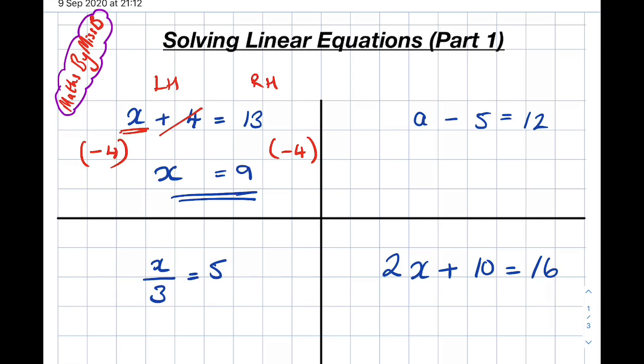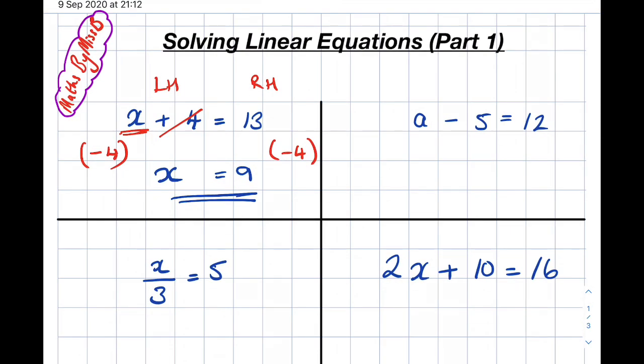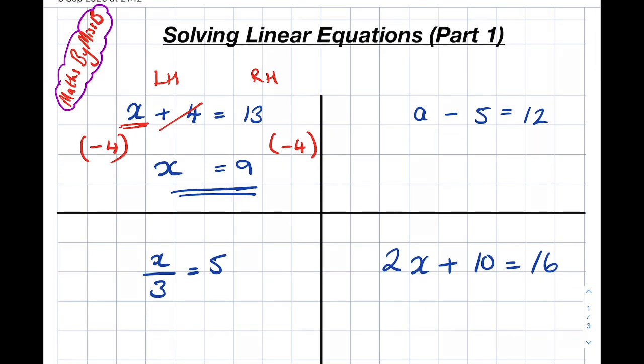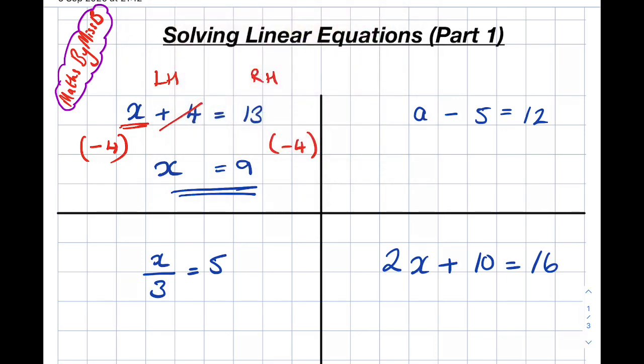Looking at the second question on the top right there, where we've got a take away 5 equals 12. So something take away 5 equals 12, but we need to use this algebraic or the balancing method in order to get that letter on its own. So the only way we can get this letter A on its own is by getting rid of this negative 5. The only way we can do that is by doing the opposite calculation. That will get rid of a negative 5. And in this case, it will be add 5. But we have to add 5 to both sides in order to keep the balance in the equation.